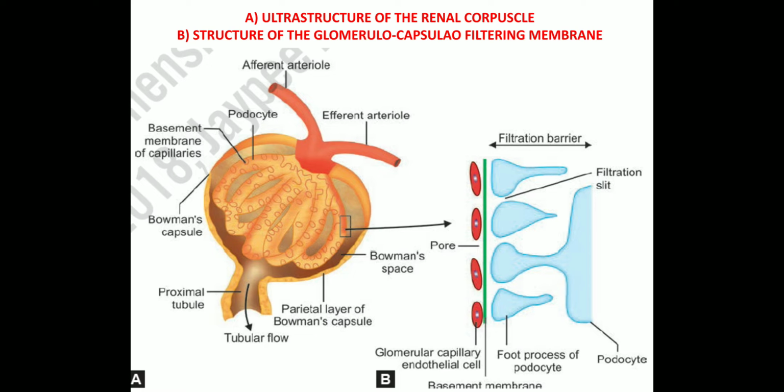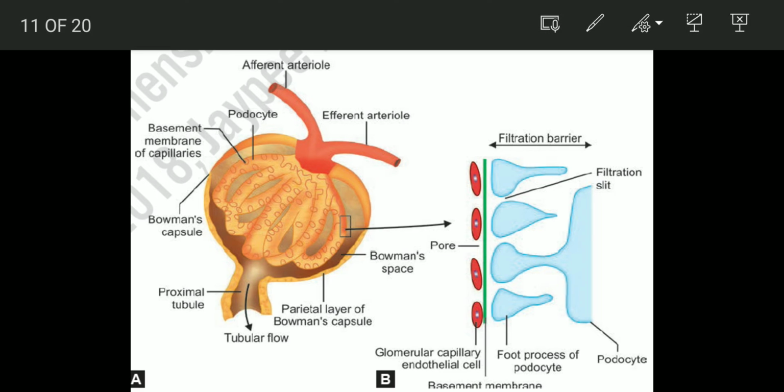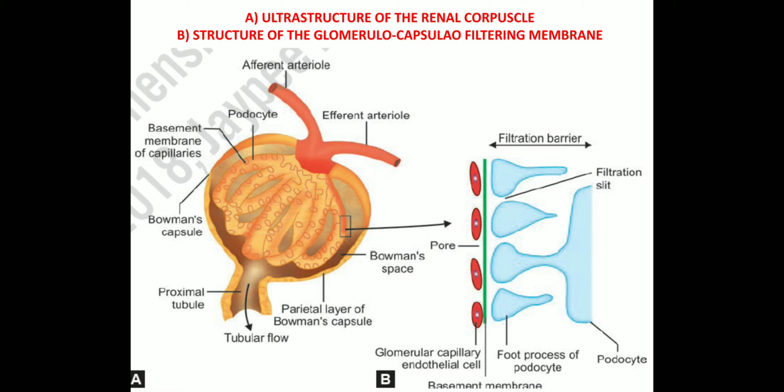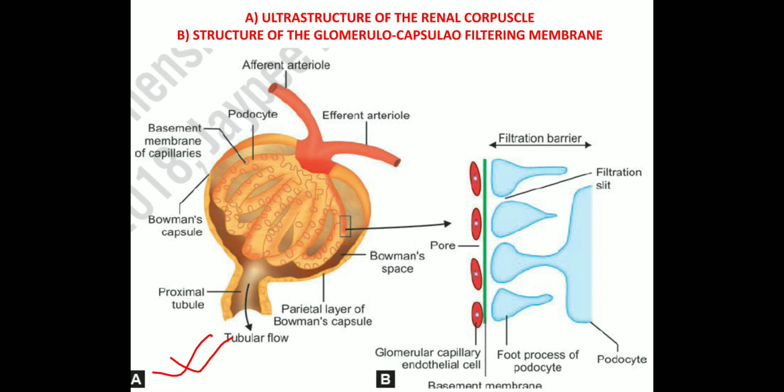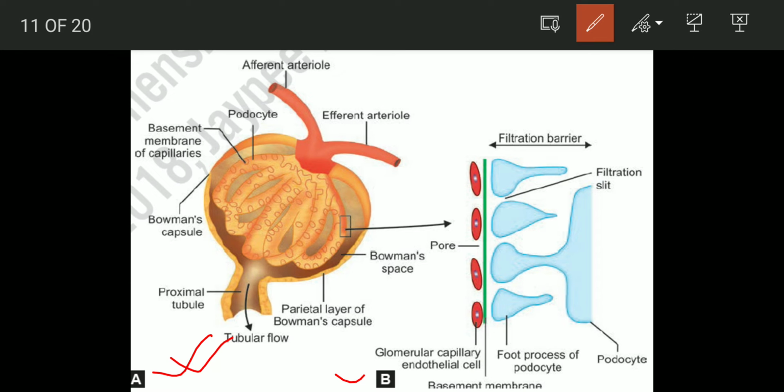Again I'll be discussing this diagram. I am zooming in and trying to show you the filtration membrane, that is, the basement membrane. Remember, the first one you see here is the ultrastructure of the renal corpuscle, and the second one is the structure of the glomerulocapsular filtering membrane, or just simply remember it as the filtration membrane. Suppose I am taking this part, I have taken this part and I am zooming in.